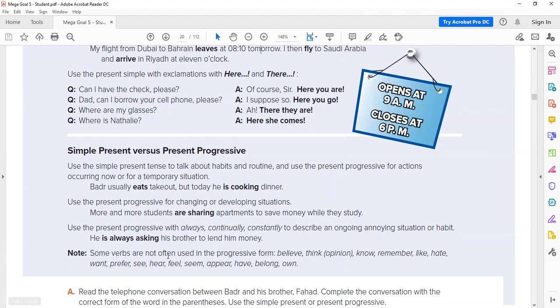Note, some verbs are not often used in the progressive form, like believe, think for opinion, know, remember, like, hate, want, prefer, see, hear, feel, seem, appear, have for possession, belong, and own. Okay, my friends? It's important to note that present progressive is for temporary situations, but simple present is for permanent situations. Okay, this is the difference between them. It's a big difference. Okay, my friends, got it?